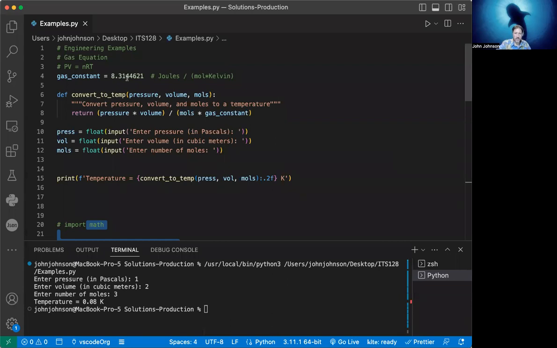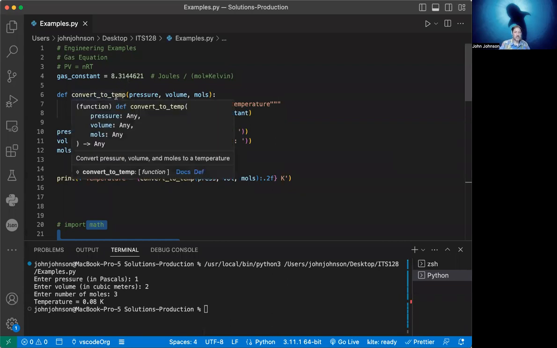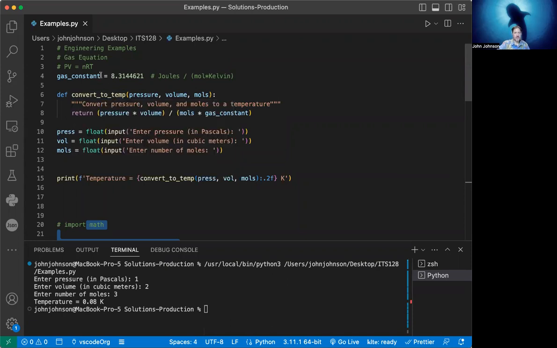So the first one we have is the gas equation. We have gas constant. This really is open to a lot of jokes, so I'll let you do the jokes in your head, but we'll start with gas constant here. Gas constant is equal to 8.3144621 joules divided by moles times Kelvin temperature.